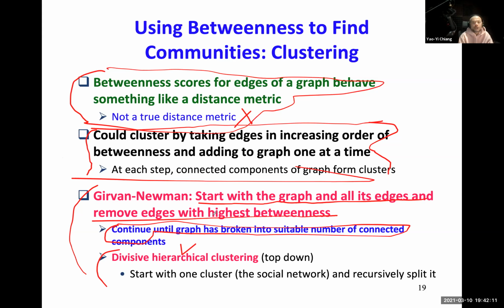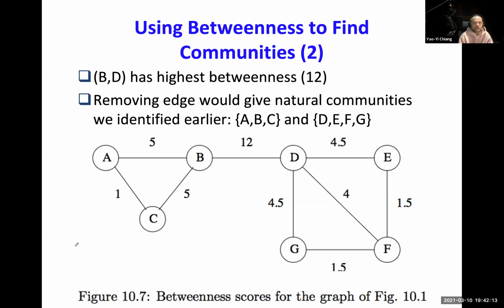All right, in this case, let's say we have calculated all the betweenness numbers. Now BD has the highest betweenness number, 12. We can remove the edge BD. It will give us really nice communities, right? ABC and DEFG. So are we done yet? Well, you can say if you only want 2 communities, you're done. But you can keep working on this.